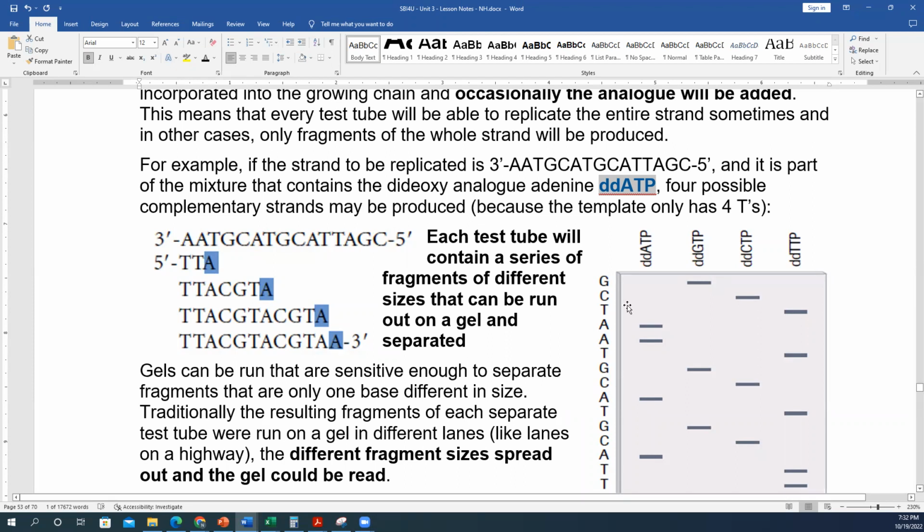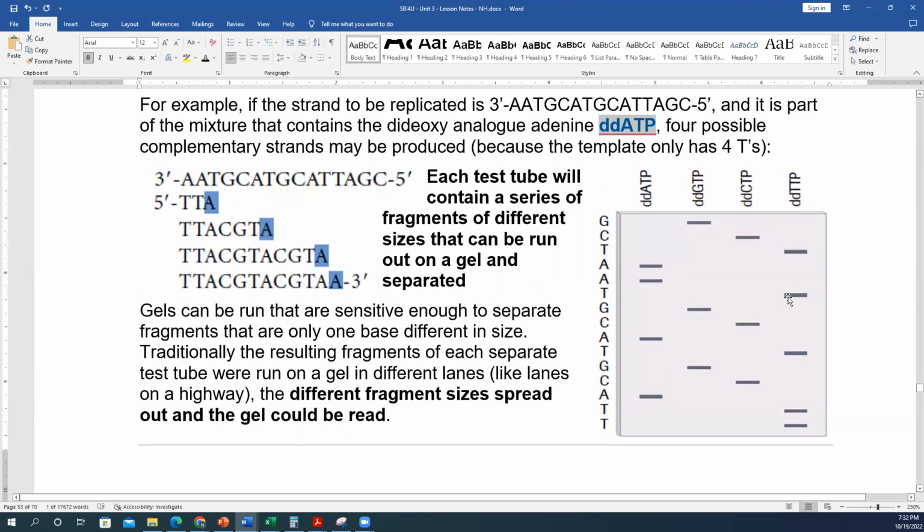So you take each one of these tubes. Here would be your ddATP tube, your ddGTP tube, and ddCTP tube, and you will run these on the gel. And the gel that you're running is obviously sensitive enough to separate fragments that differ by even one base. Traditionally, the resulting fragments of each of these separate test tubes were run on a gel in different lanes like this, so that the different fragment sizes could be spread out and the gel could be read.